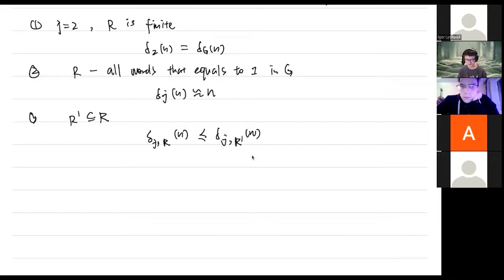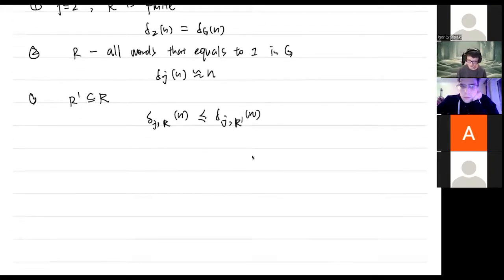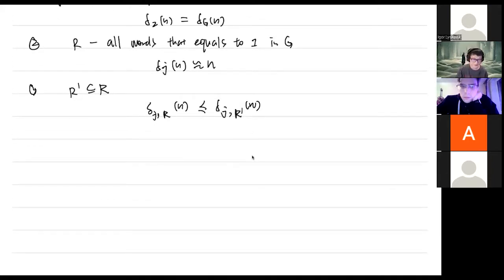So if you have fewer words inside R, the Dehn function presumably becomes larger and larger. But one might think, okay, maybe we should choose the minimum R to be the optimal choice of relators. But actually, there are groups such that there is no minimum R you can choose. Anyway, so that's the first three observations you can make for this notion.